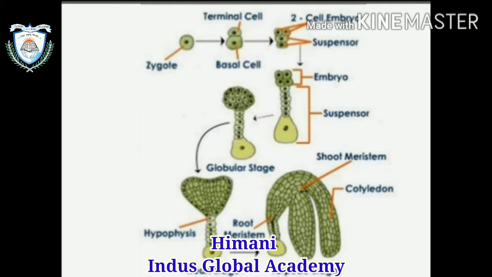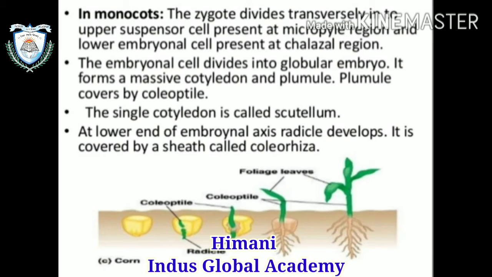In the torpedo stage, there is the root meristem, that means the radicle part, the shoot meristem, the plumule part, and the cotyledons with the hypocotyl part. Okay, so now in the monocot, the zygote divides transversely into an upper suspensor cell, which is present at the micropylar region, and a lower embryonal cell present at the chalazal region. But the difference is in the division. The embryonal cell divides into a globular embryo. It forms a massive cotyledon and the plumule, which is the future shoot.